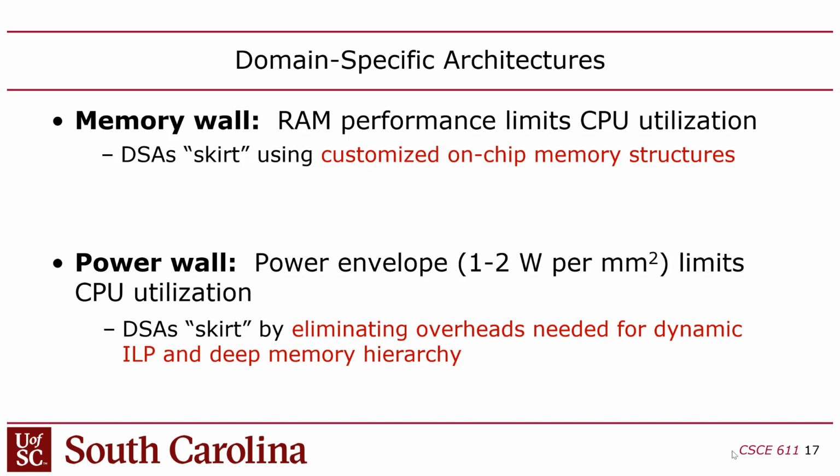So domain-specific architectures get around the power wall by basically making the architecture lean and mean. They eliminate all the overheads required by a general purpose processor. So they have, like the Google Tensor unit, which runs the machine learning workloads at Google. It only has like 7 instructions because that's all it needs. And so all the other decoding logic required for all the instructions is not needed.